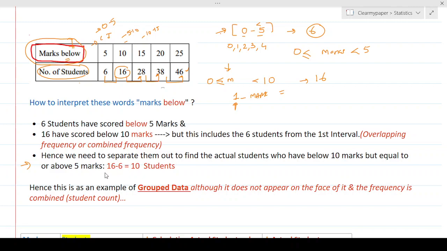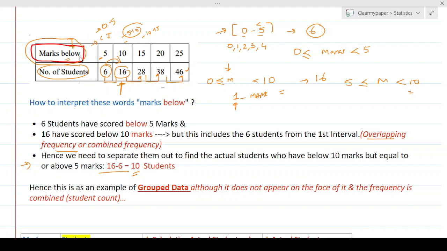And if you see here, I've subtracted the first frequency. So in essence, if you ask me how many students have got marks in the range 5 to 10, that means they could have got 5 or equal to 5 marks, but definitely less than 10. Okay, so that's not 16. That is only 10 students, because we are removing these 6 students from this 16, since they were already counted in this first interval. And that's what I wanted to highlight. So whatever I've written in red, that's what you need to focus on. And that's the trick in this problem.